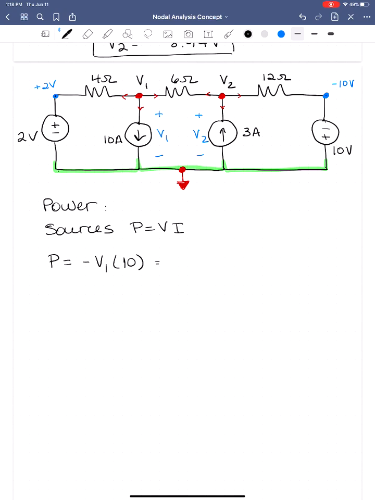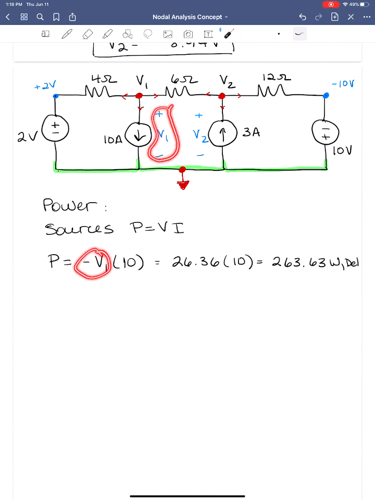So V1 is equal to minus 26.36. So this will be 26.36 times 10, or this is going to be 263.63 watts, and it is delivered. Delivered because we went ahead and reversed the voltage by putting a negative sign in there, such that the polarity shifted, so the current was flowing from minus to plus, and we solved for delivered power.